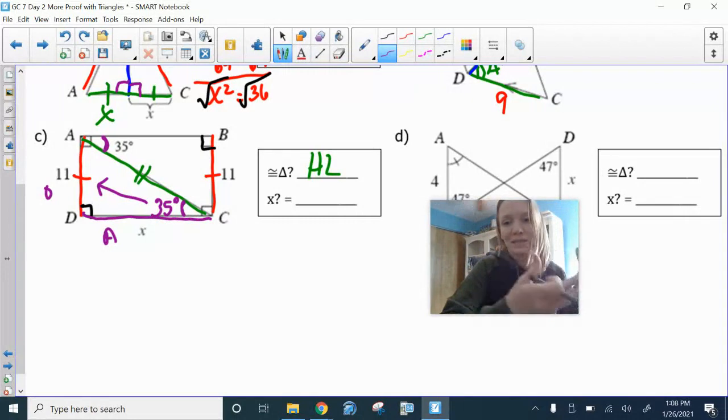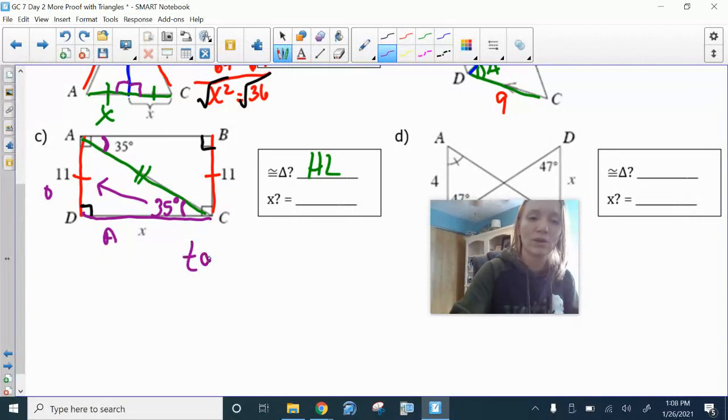Anytime an angle and a side and a right triangle kind of go together, that means it's a sine, cosine, tangent problem. Since this is O and A, we're going to do tangent of 35 equals our opposite, which is 11, over our adjacent, which is x.